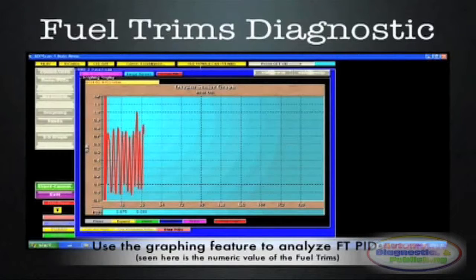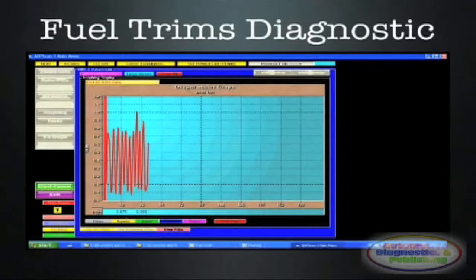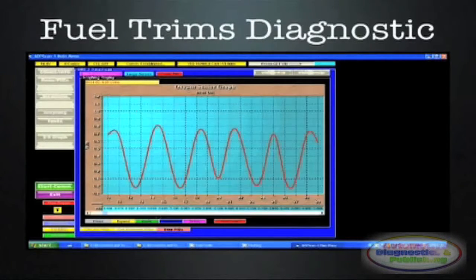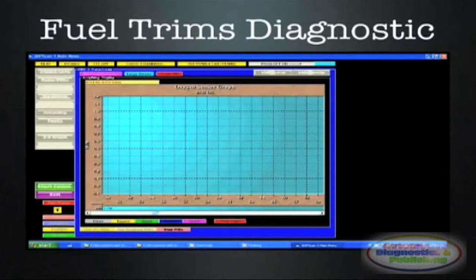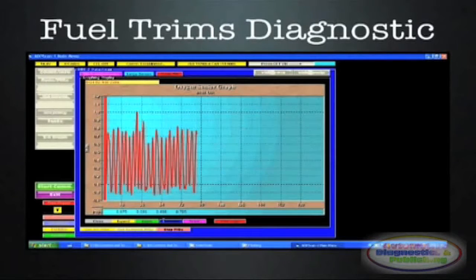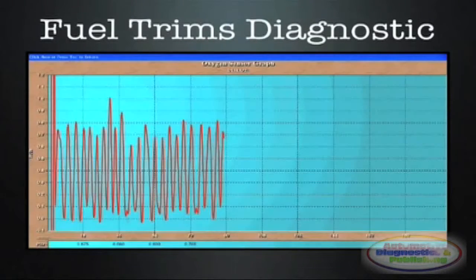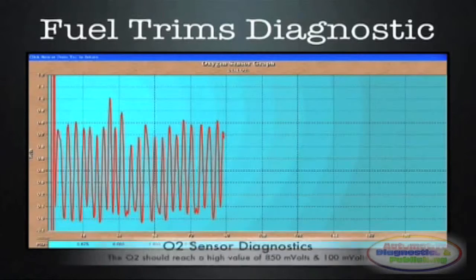A quick glance at the O2 sensor is a must. Remember that the ECM's only eyes to the air-fuel ratio is the O2 sensor. Make sure that it is working correctly. A minimum of 150 millivolts or 0.150 volts and a maximum of 800 millivolts or so, about 0.800 volts, is desirable.